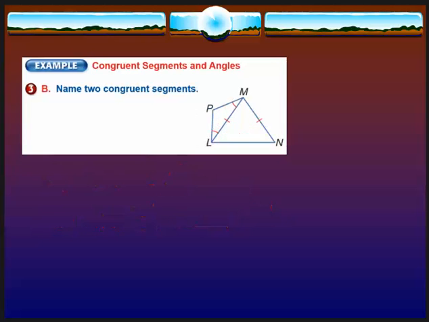On to the next one. Name two congruent segments this time. Well again, we have two that are already marked, so I can say ML is congruent to MN. But let's find some that aren't marked. Because I know that these two angles are congruent, so are the sides opposite them, PM and PL.